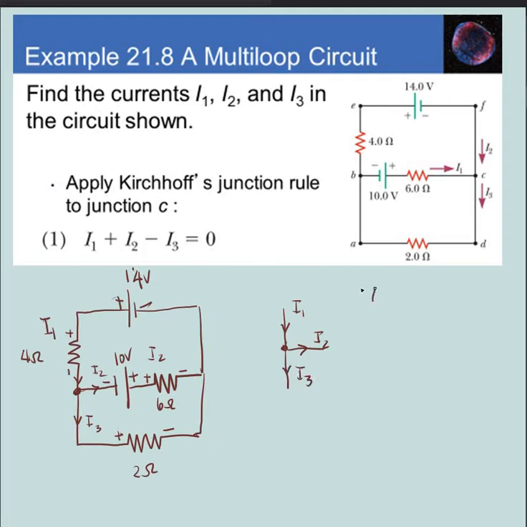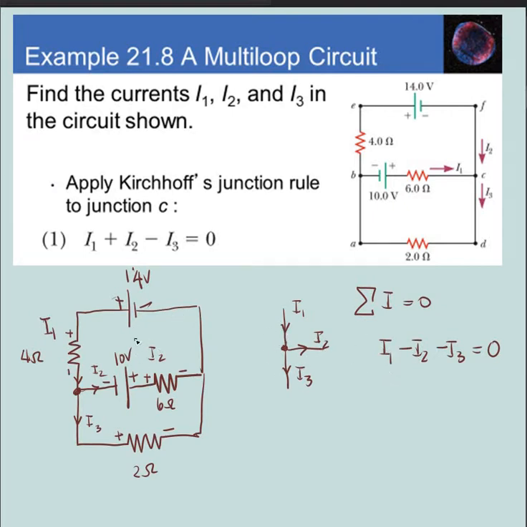So if we do here the rule of junction, the sum of the currents is going to be equal to 0. So according to this, I1 is going in, I2 is going out, I3 is going out. So we put I1 minus I2 minus I3 is equal to 0. Right. Now we're going to do the rule of loops. We already have the junction here. We got the equation. This is the equation we're going to use to solve the problem.